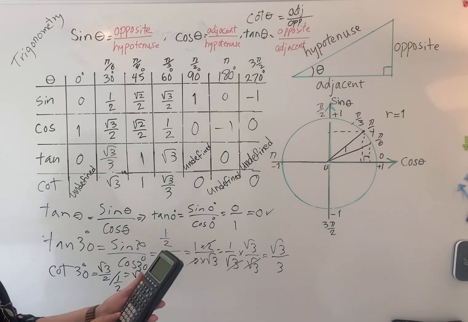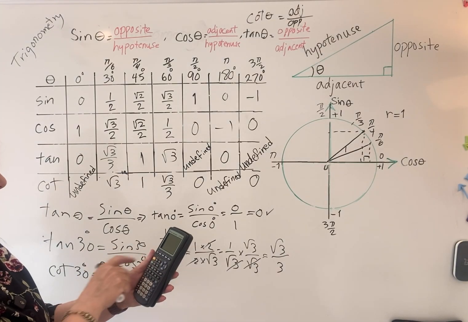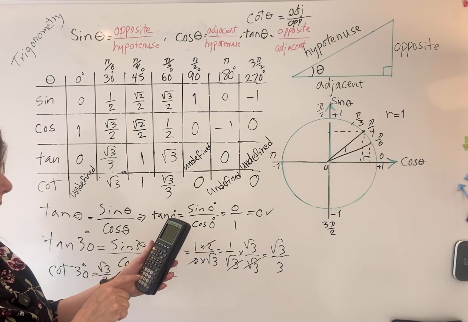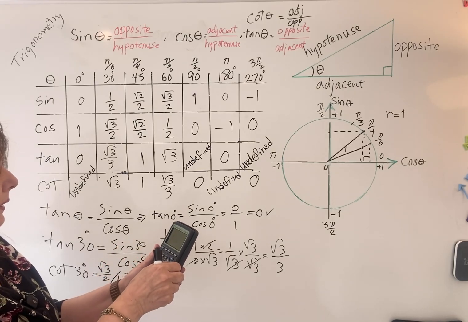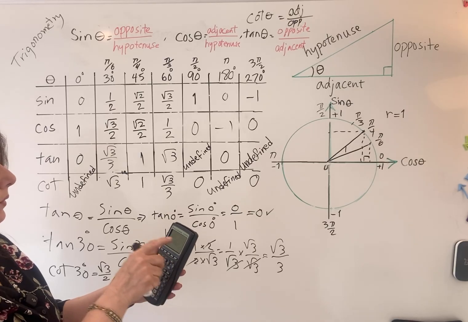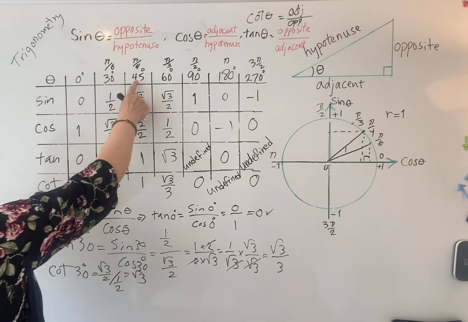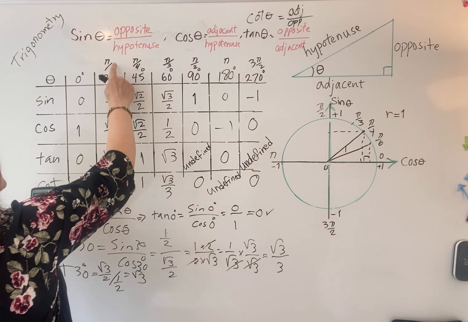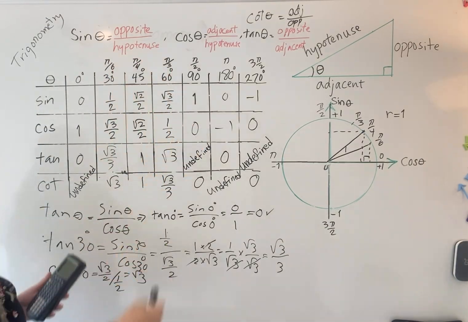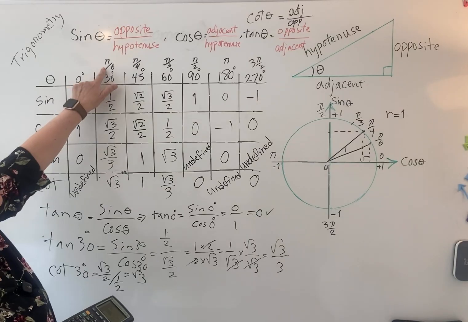But don't forget to adjust this one. Go to mode and go down to radian or degree. If you want to do 30 degrees, for example, say sine of 30, use degree. If you want to use pi over 6, pi over 4, something in radians, use radian. When you go to higher math, you usually use radian.